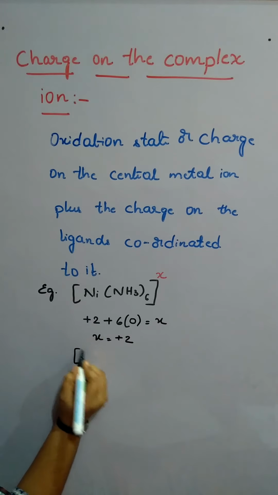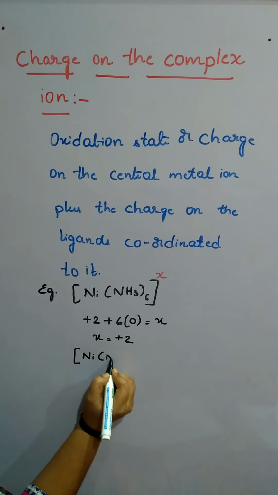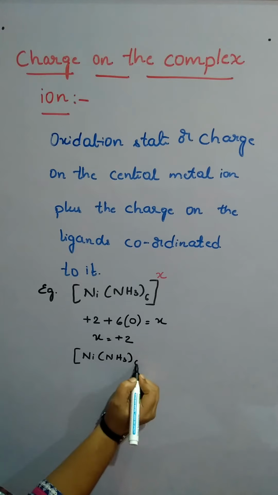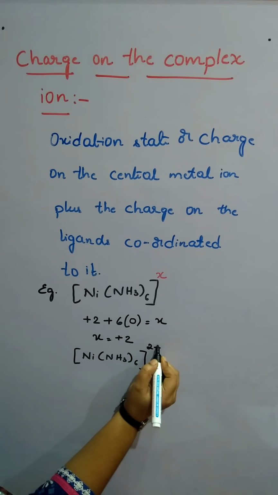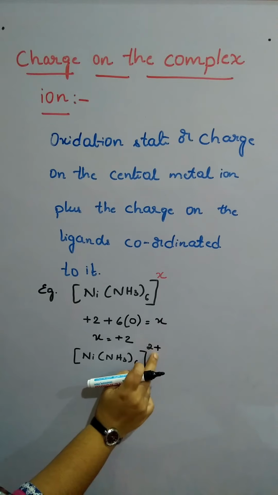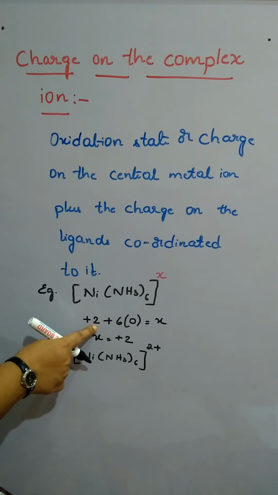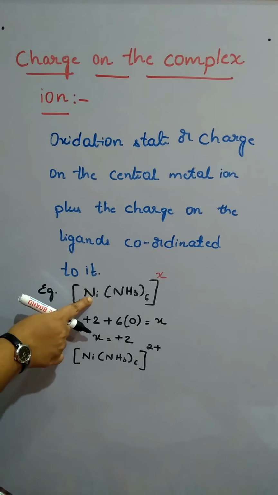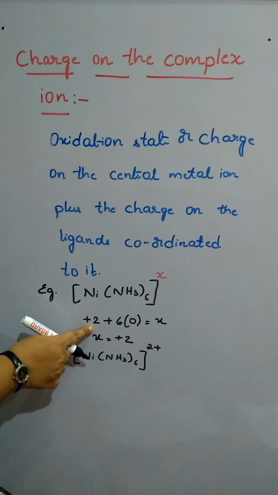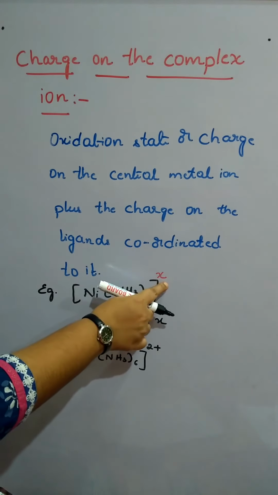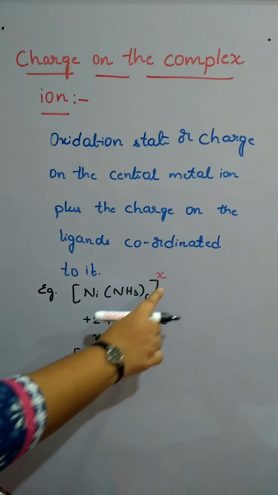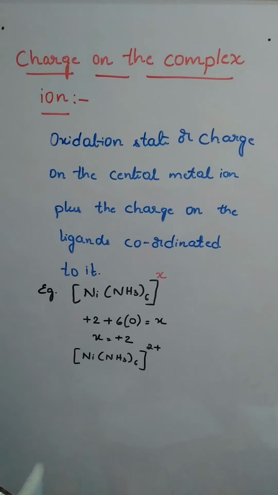So the complex is [Ni(NH3)6] with 2+ as the charge. Don't get confused. Yesterday also we took an X, but that X was the oxidation number of the metal. Here we are dealing with the charge on the complex ion, so X is the charge, and that is its position, where I have written it.